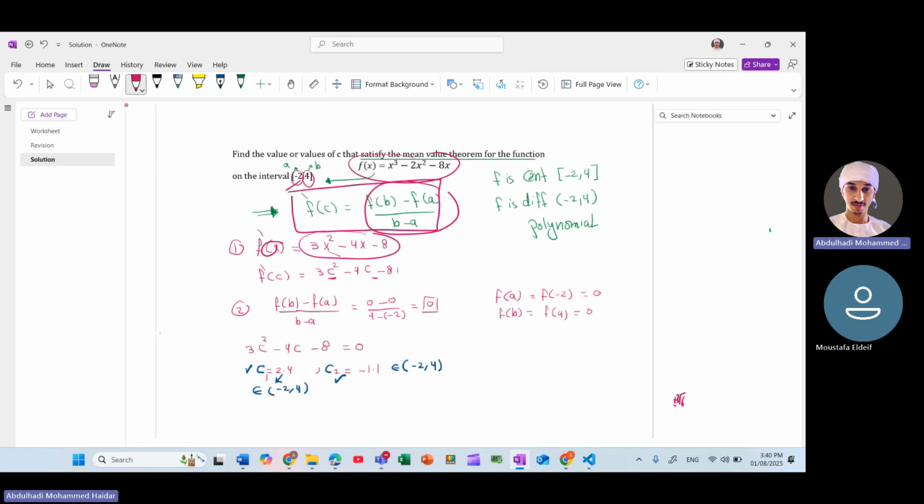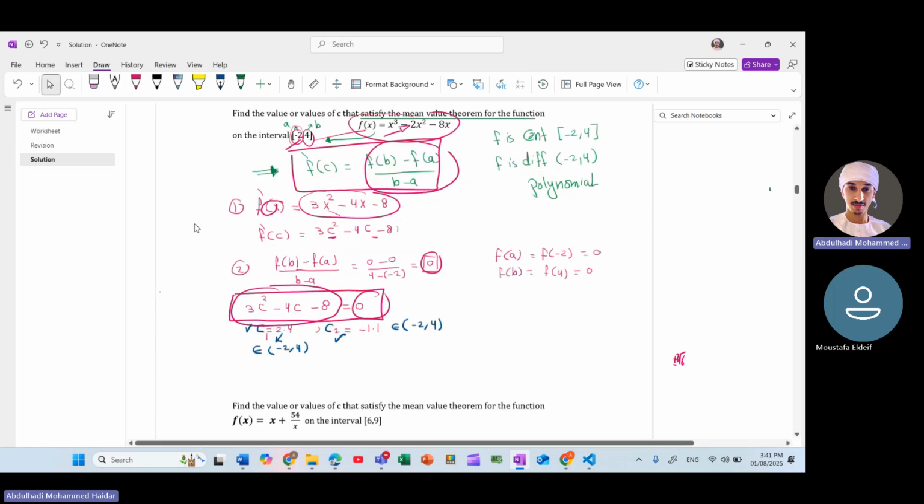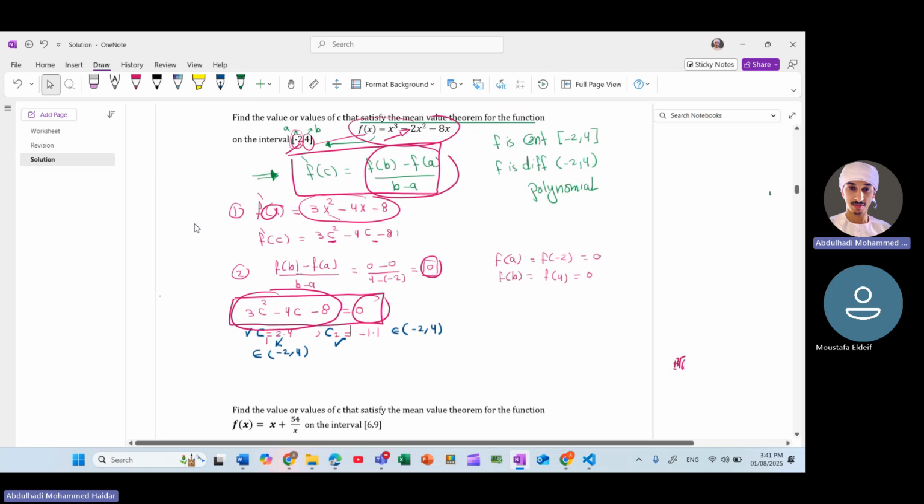Substitute: f of b means take b and put it in the function, and f of a means take a and substitute it in the function. So you are going to have 0 minus 0 over b minus a, 4 minus -2, and then it's going to be 0. So this is the final equation. This is f prime of C, and this is the result of f of b minus f of a. So just shift solve, and we are going to have two solutions. We may reject one, or we may reject both of them, or nothing.